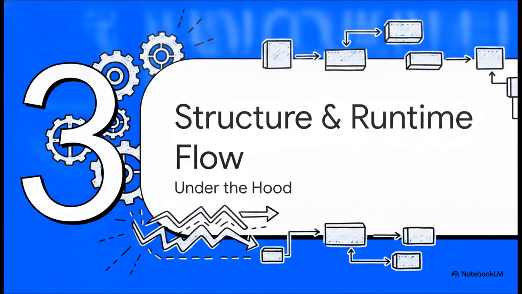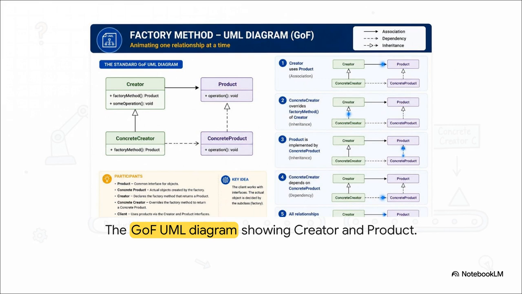All right, Section 3, structure and runtime flow. Let's look under the hood. If we break down the standard Gang of Four UML design for this, it might look a little complex at first glance, but if we take it slow, it's actually pretty brilliant. You essentially have a product interface. This is the common interface for the objects being created. Then you have the creator. The key here is that the creator relies on the product interface, but it totally leaves the actual instantiation step to a concrete creator class, which is what actually creates the concrete product.